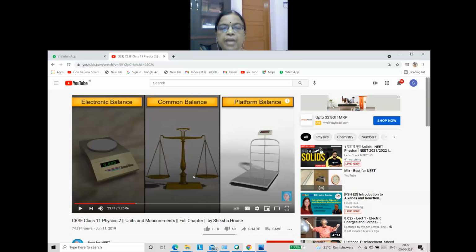So here we use standard masses, and we are not sure whether it is correct. 1 kg, okay, it is written, but it may not be correct. Actually, that should be standardized with the mass kept in National Physical Laboratory. With that, we have to calibrate our weights. Okay, you can see that.